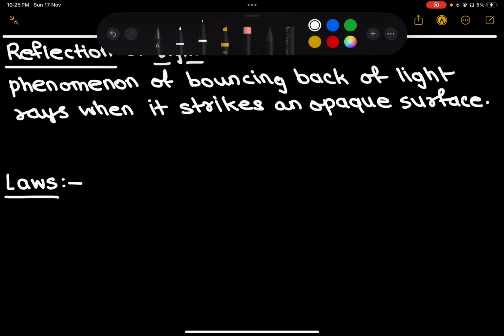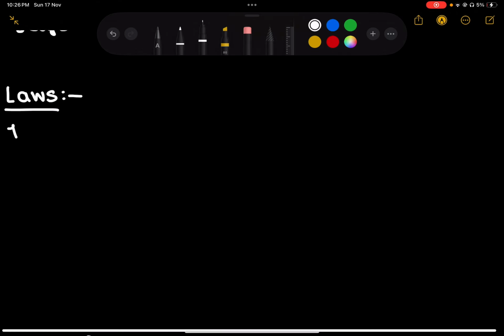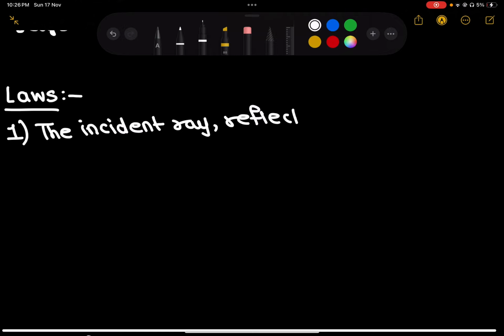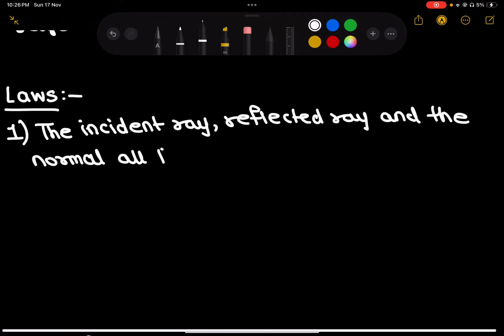Laws, you might already be familiar with them, but still. There are two laws of reflection. The first one is that the incident ray, the reflected ray, and the normal all lie in the same plane. They all lie in the same plane.